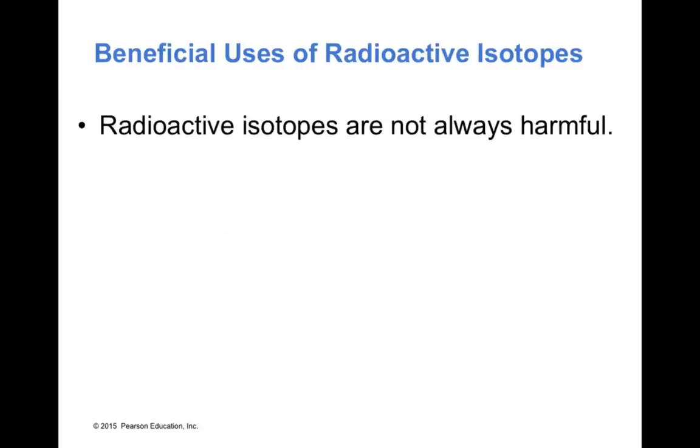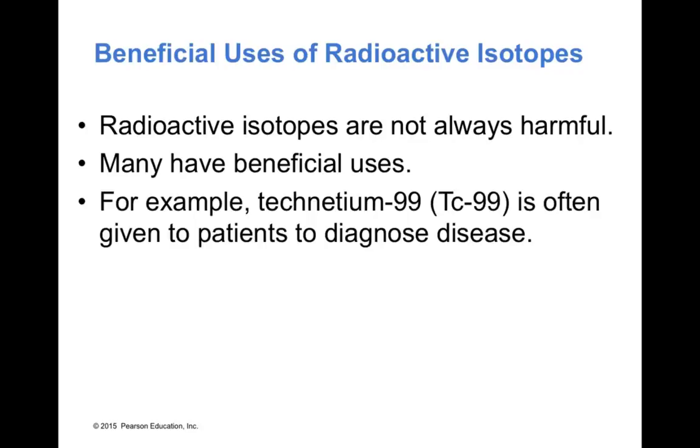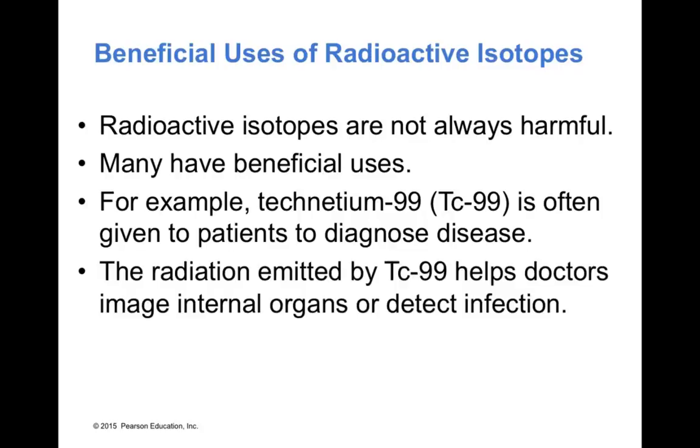But not all radioactive isotopes are harmful. Many have beneficial uses. For example, technetium-99 is often given to patients to diagnose disease. The radiation emitted by technetium-99 helps doctors image internal organs or detect infection. So radioactive elements are really important also. They are not always used to cause damage; sometimes they have beneficial uses in medicine to detect infection, and we can have a better look at what is happening with the patient. That's why radioactive isotopes are really important.